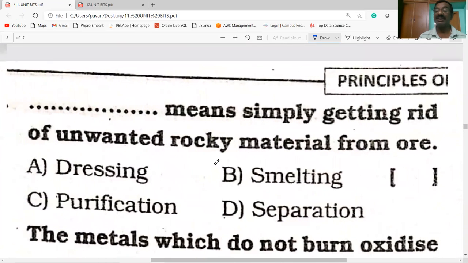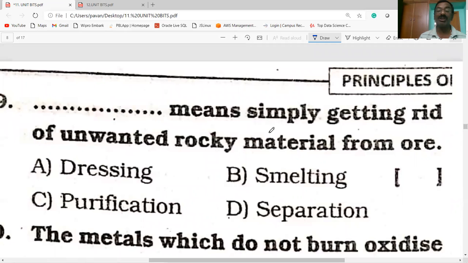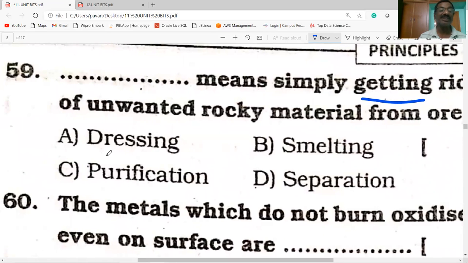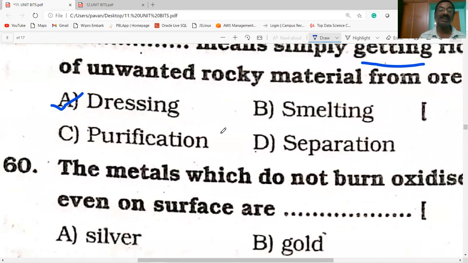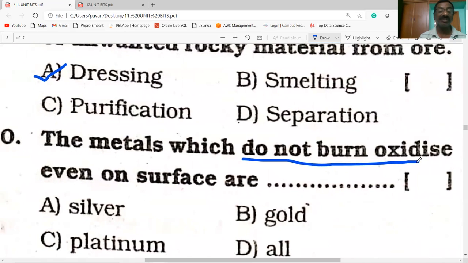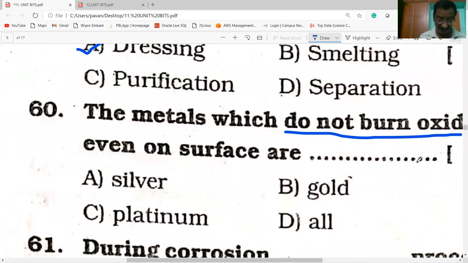Dressing means simply getting rid of unwanted rocky materials from the ore. The metals which do not oxidize even on the surface do not burn.